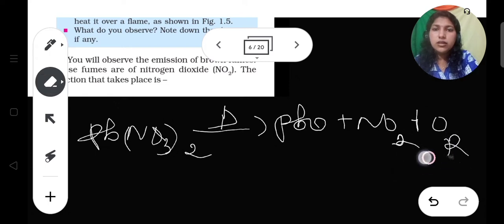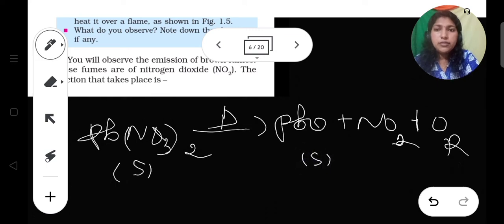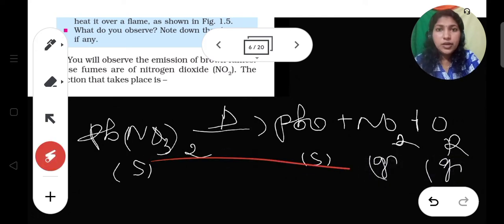This is the chemical equation, and this is also solid. Lead nitrate is a white solid, lead oxide is a solid, that is a brown color, and nitrogen dioxide, what is that? This is brown fumes, this is a gas, oxygen is also gas. Is this a balanced chemical equation? No, this is not a balanced chemical equation. We want to balance it.